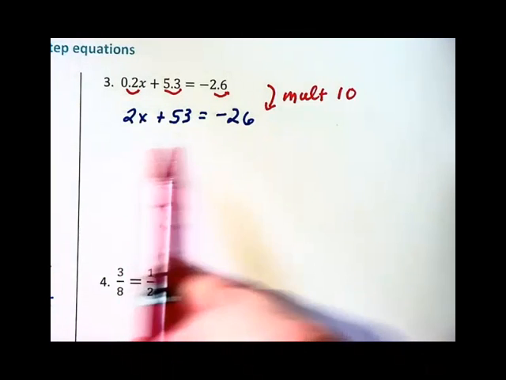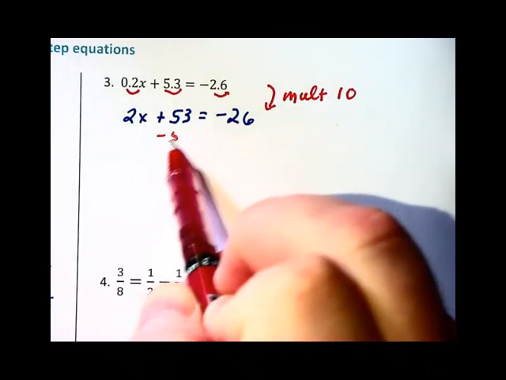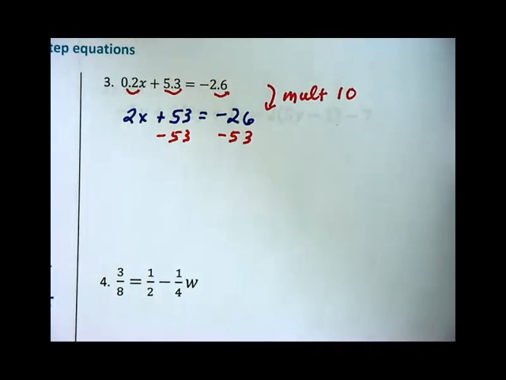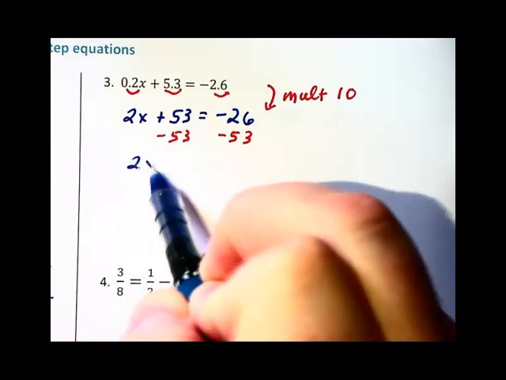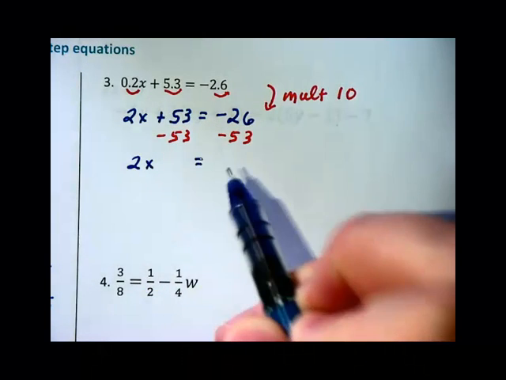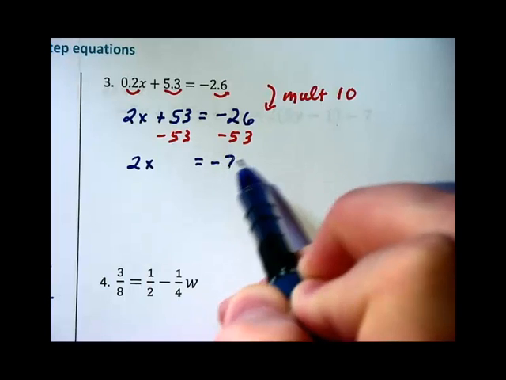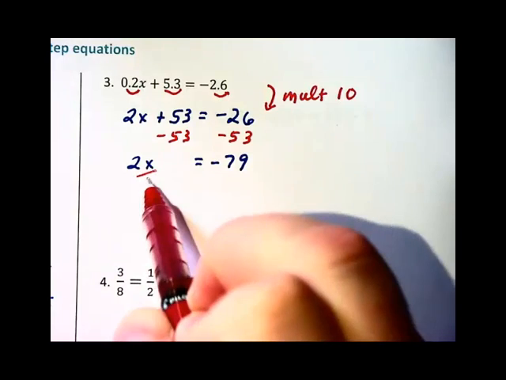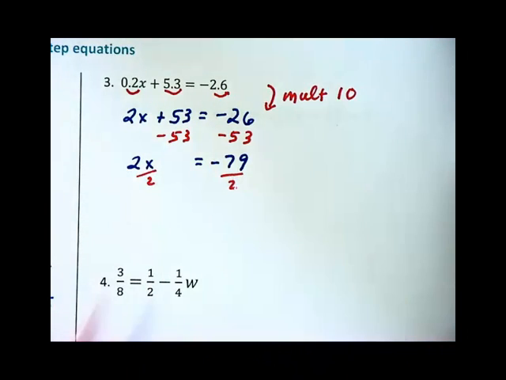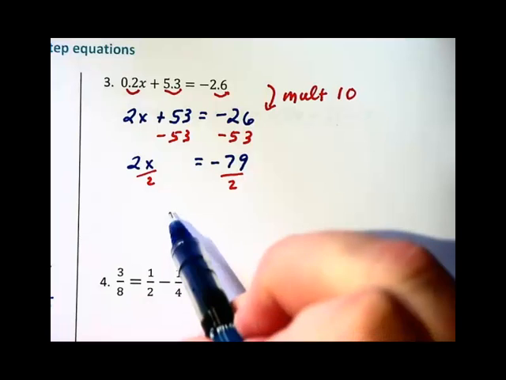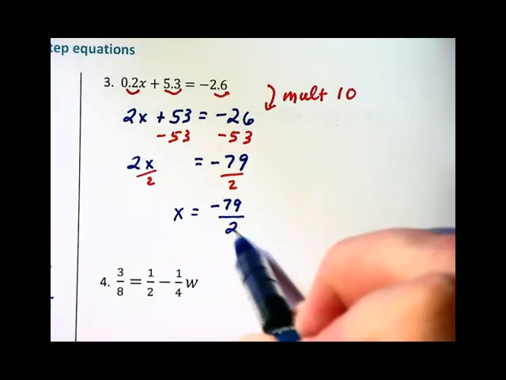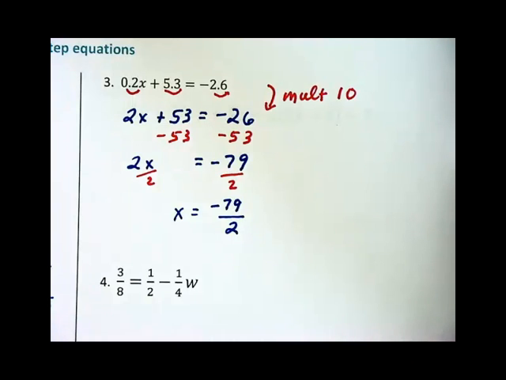Looking at what we have now, I want to subtract 53 on each side to undo the addition that we see there. That will leave us 2x on the left, and on the right side we're going to have -79. To undo that multiplication by 2, we are going to divide by 2 on each side of the equation, and -79 is not an even number, so we cannot divide evenly, and we just have to leave our solution as an improper fraction.